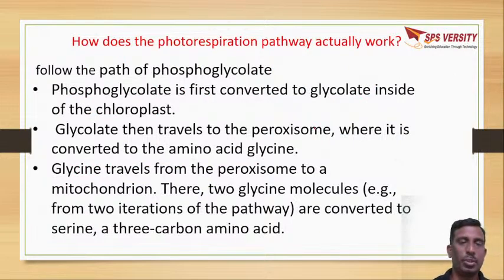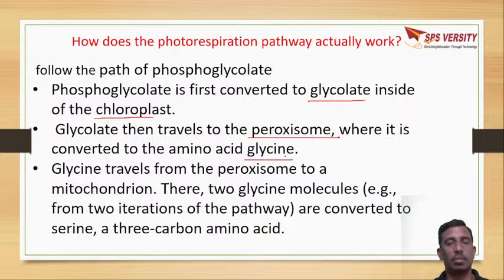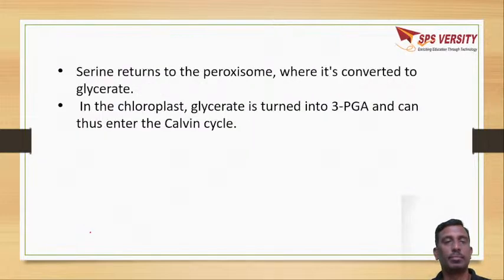इसमें phosphoglycolate, which is formed first, is converted to glycolate inside chloroplast. Glycolate will travel to peroxisome where it is converted to an amino acid, glycine. इसमें glycine form होता है. Glycine is transferred to mitochondria. The 2 glycine molecules will form serine, an amino acid. Again, serine returns to peroxisome where it is converted to glycerate.